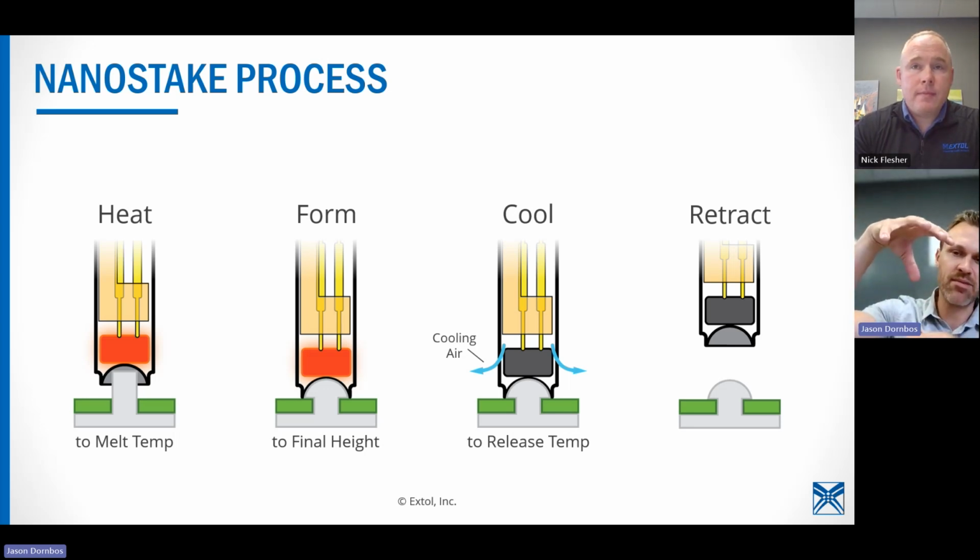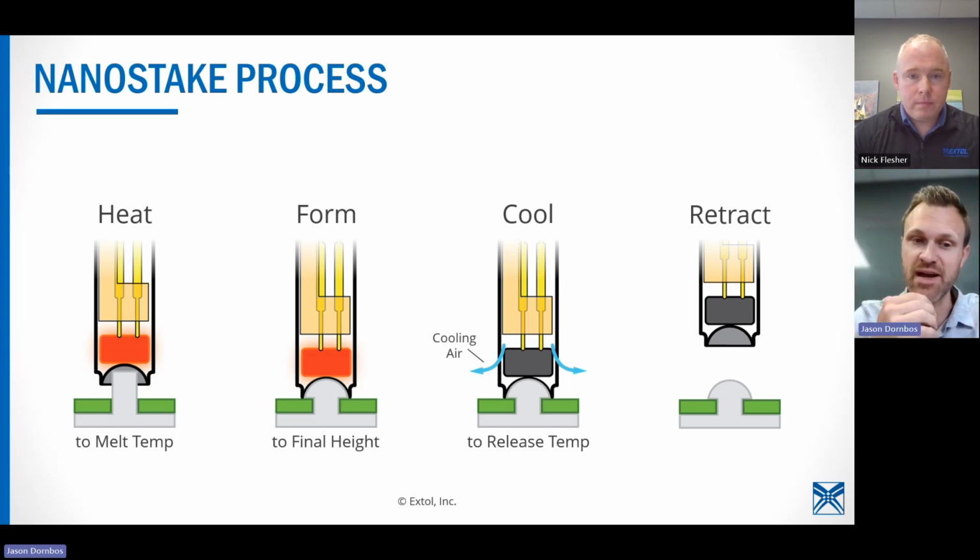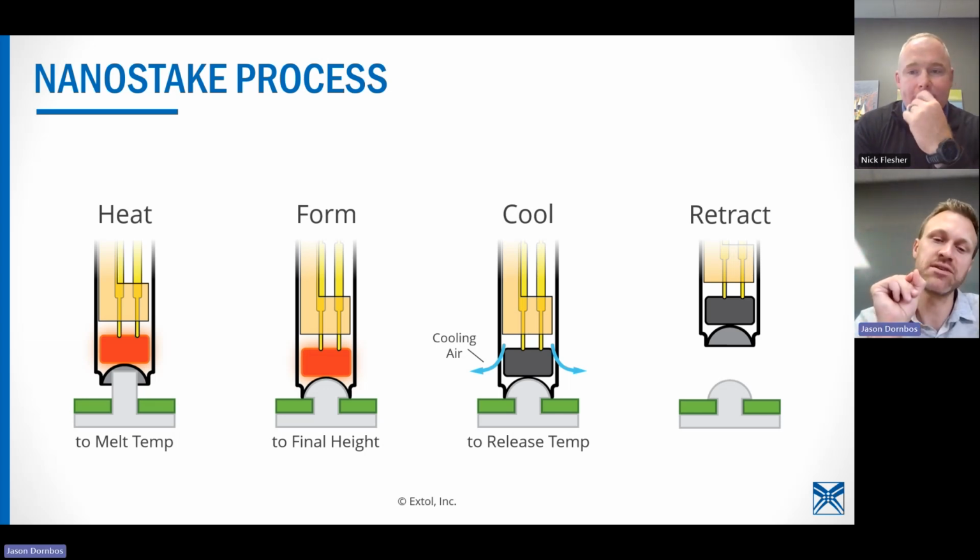It touches on the top of the boss and forms it slowly. And we measure that motion so that we can measure the final height of our stake. Once it reaches the final height, then we cool it by blowing cooling air through the module to a programmed release temperature. It's not a timed cooling phase. It's trying to target a certain temperature. And once we've hit that temperature, we retract the module.